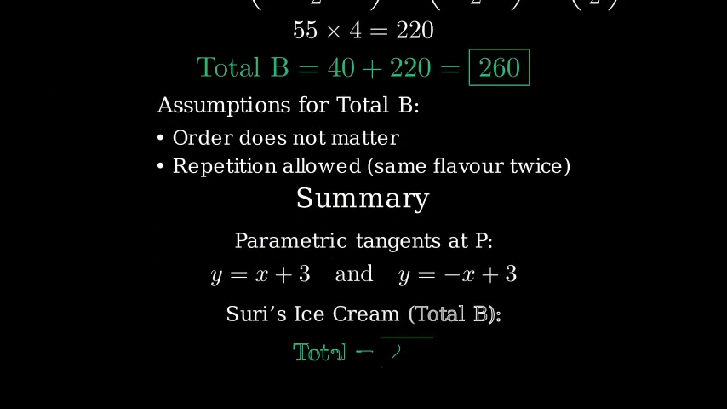Summary. For the parametric curve, the two tangent lines at the crossing point are y equals x plus 3 and y equals negative x plus 3. For Suri's menu under total B assumptions, there are 260 total options.